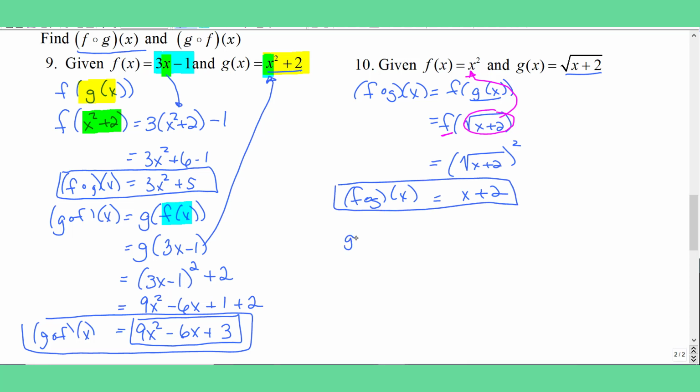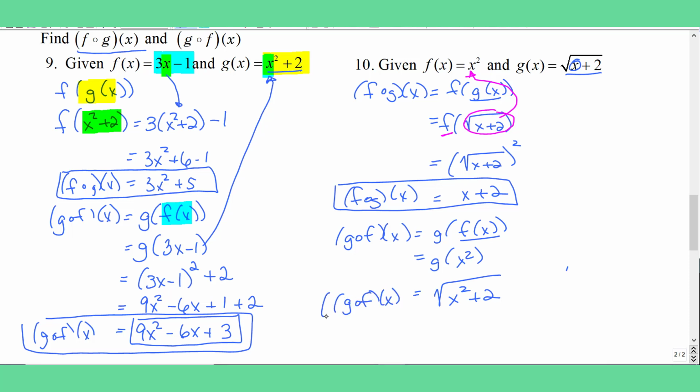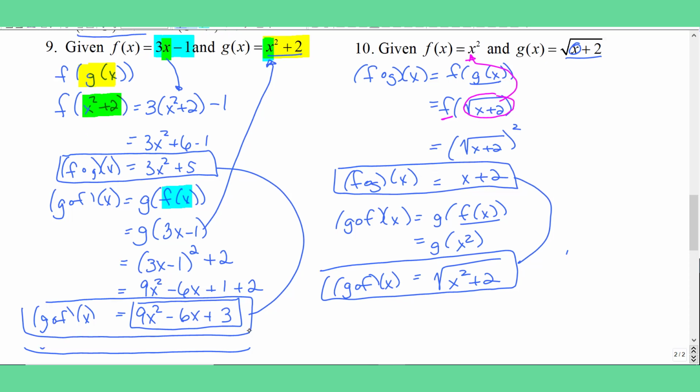Let's go the other way. g of f of x. So g of f of x. What is f of x? It is x squared. So now I'm going to replace this with x squared. So that's the square root of x squared plus 2. And that's all we can do with that. You cannot take the square root of that, just that x squared part. And again, very different composite functions.